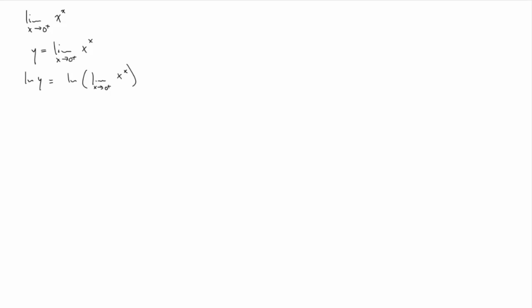First step, set y equal to the limit that we're trying to compute. Second step, take the natural log of both sides. And then what's really the key maneuver, interchange the logarithm and the limit. Use the idea that the logarithm is continuous. That lets us exchange the logarithm and the limit. And now we can use properties of logarithms. The natural log of x to the x is x times the natural log of x.